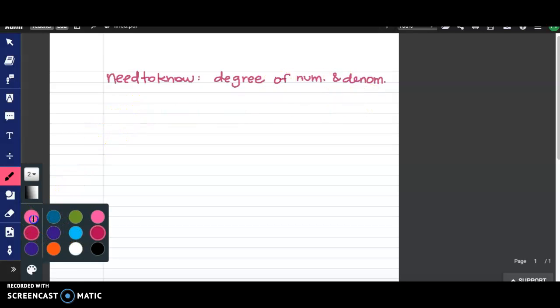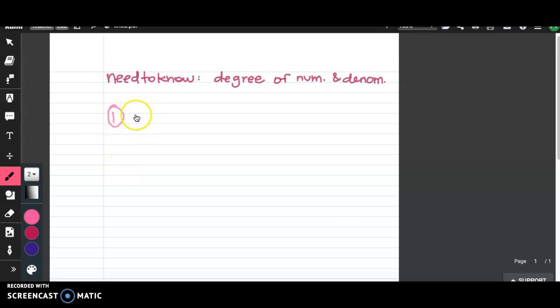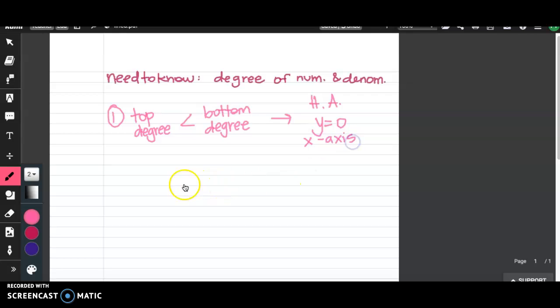So let me write these out and let me number them. Here are the possibilities. 1, the top degree will be less than the bottom degree. If that's the case, then you can go ahead and say that the horizontal asymptote is at y equals 0, otherwise known as the x-axis. Okay? But that might not be the case.